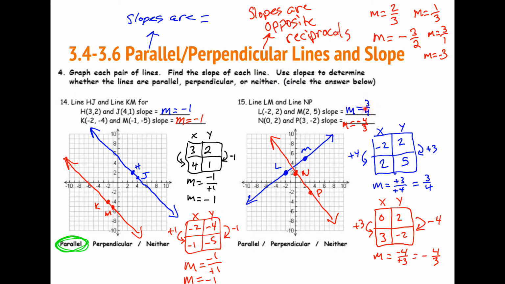So I've got a slope of 3/4. I have a slope of -4/3. And because one of those is positive, one of those is negative, then I know that they are opposite. And I also can see the reciprocals: I've got 3 on top, 4 on the bottom, and that switches to 4 on top, 3 on the bottom. So I do have opposite reciprocals as my slopes, and I know that those lines are going to be perpendicular because of that reason.